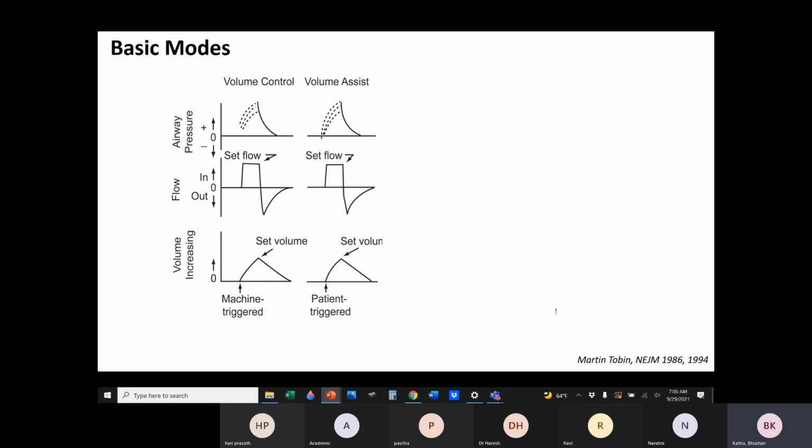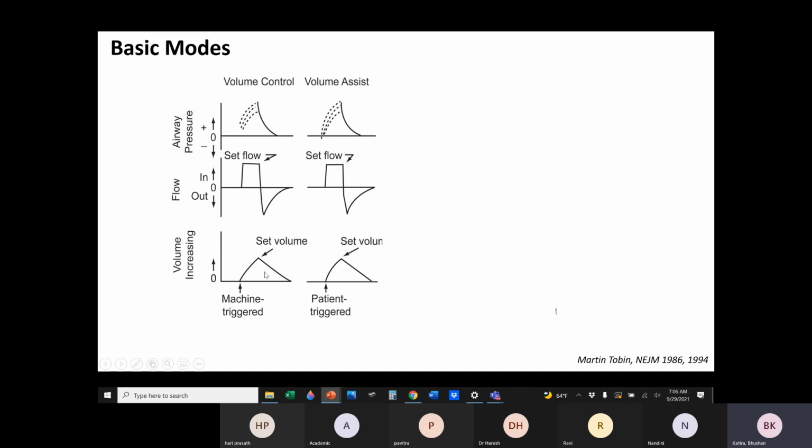One we said is a volume control, which is where it's completely mechanical. You set the flow and you set the tidal volume. The machine triggers the breath depending on when the flow is cycled off and flow is cycling in. And the patient's resistance and compliance will determine what the airway pressure will look like. In the sense, for the same tidal volume, if the compliance is poor, then the airway pressure will be higher. For the same tidal volume, if the compliance is better, then the airway pressure will be lower. But this is what you set. You set the flow, you set the tidal volume.